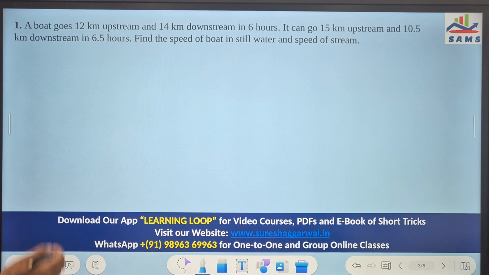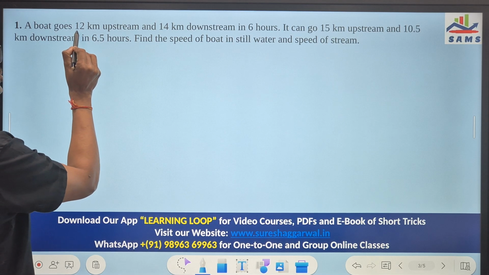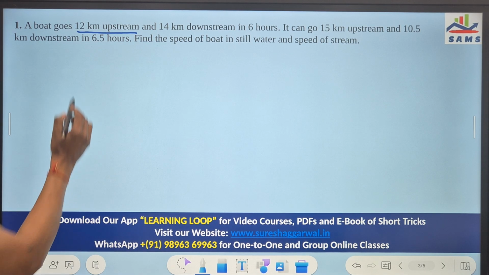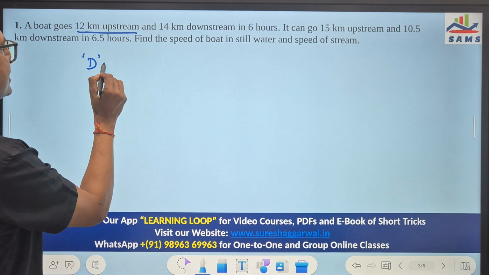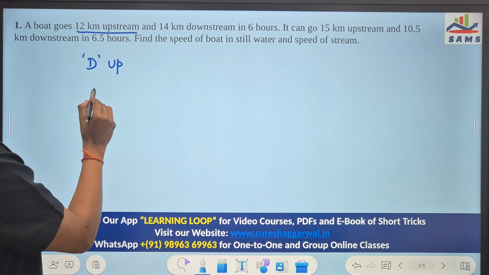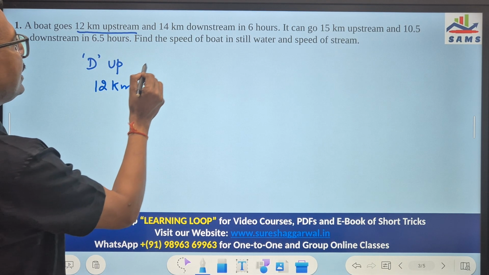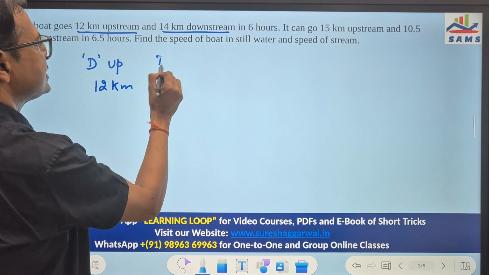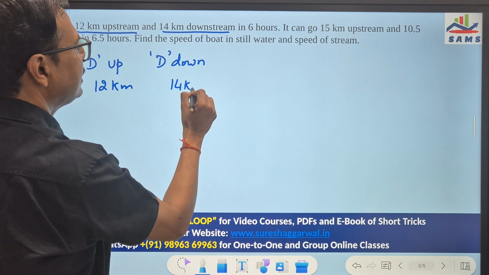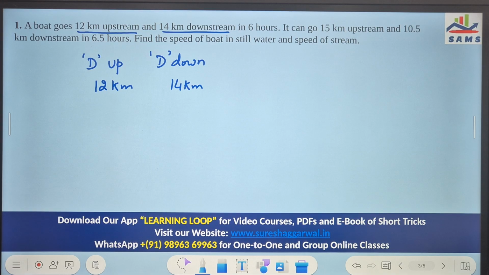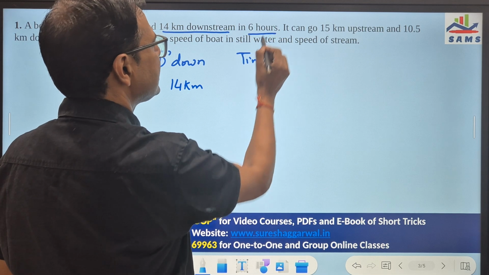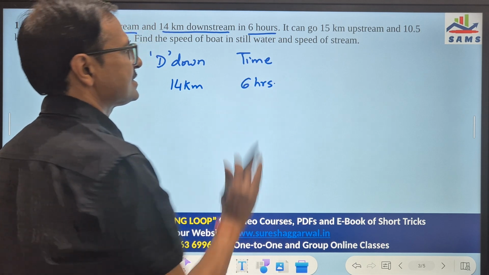See this question. Here we have a boat which goes 12 km upstream, right? So there is some distance, which is D up, distance upstream. This is 12 kilometers here. And then there is some distance downstream, so distance down. This is 14 kilometers here, and the time taken is given in the question. Let's write time here, and this time is 6 hours in the first case.